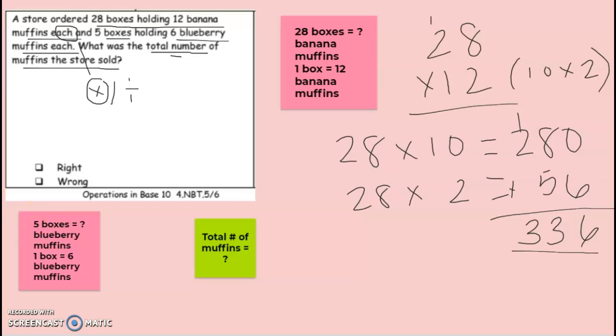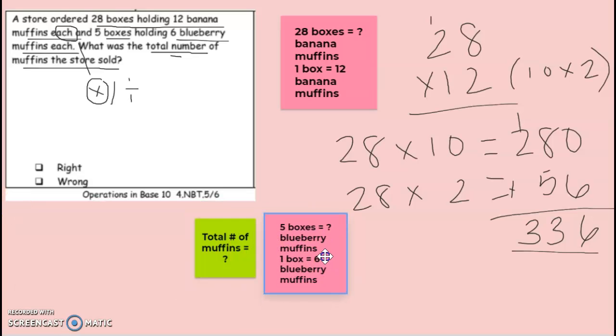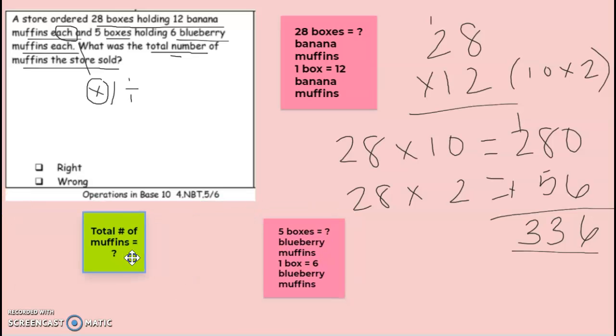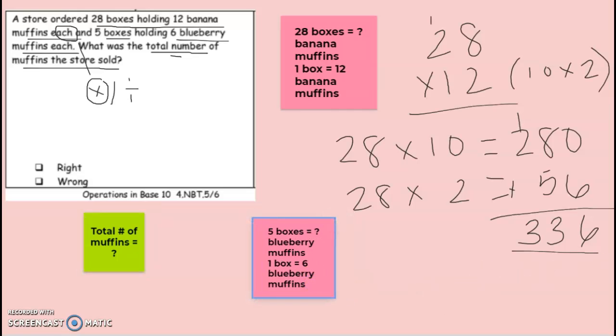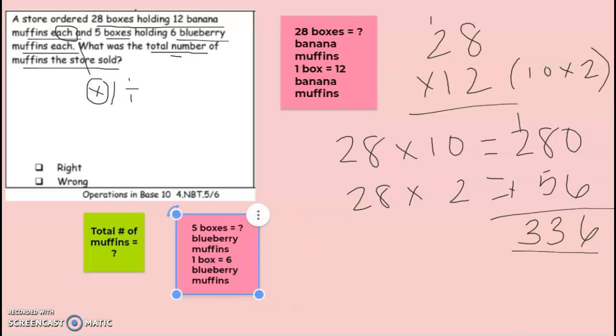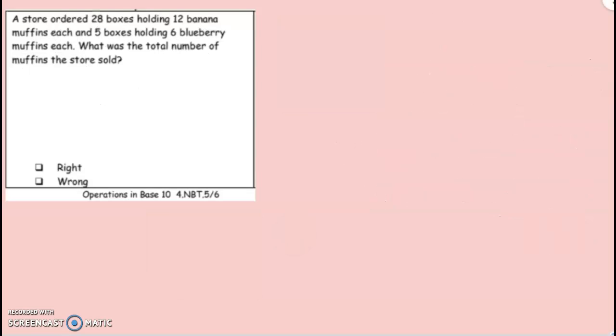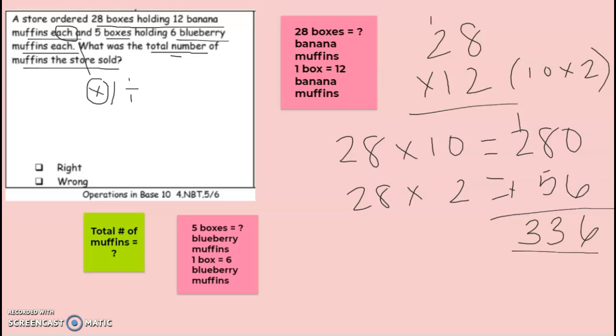Alright, let's take a look at how many blueberry muffins we have, okay? We know that there are 5 boxes. One box has 6 blueberry muffins. So we're just going to multiply 5 times 6. And to help you out, I'm going to draw it out for you, okay? Actually, I'm going to do it on the next page.